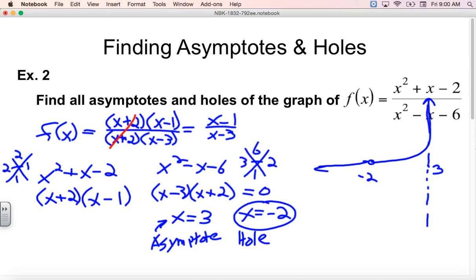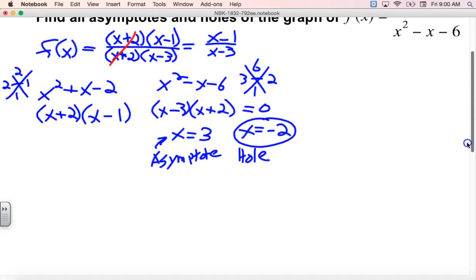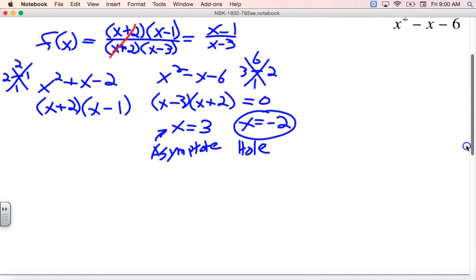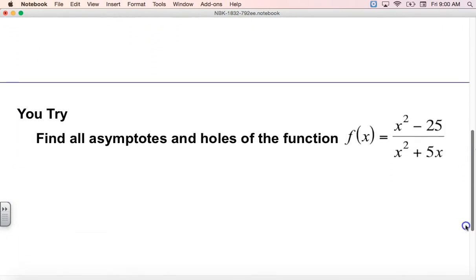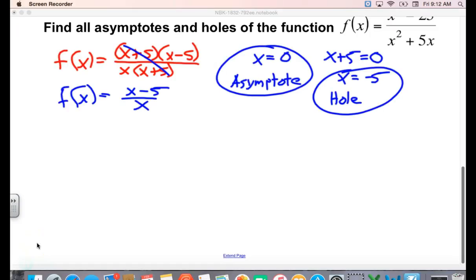Okay. So anytime your factor cancels that's on the bottom, the thing that makes the bottom 0 that cancels out, it's going to be a hole. The one that doesn't cancel is still going to be an asymptote. So you guys try to figure out this one, figure out what are the holes and what are the asymptotes right here.